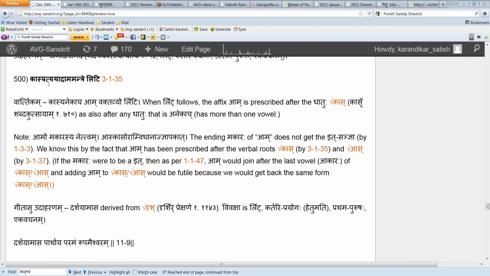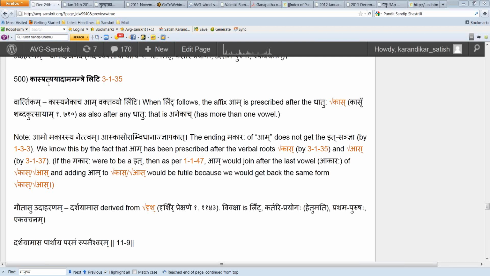So in the case of the dhatu kas, it will go after the akara. So we'll get ka asa. We get this, and when we do akasame dirgha, we'll get the same form kas back again. Then what does that mean? That am vidanam vyartham syat. That am will have no meaning.